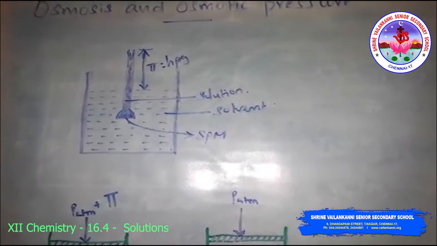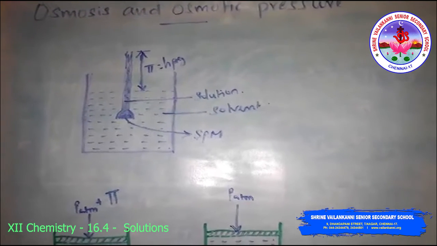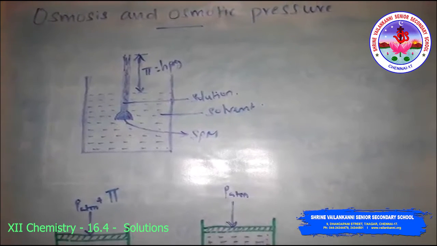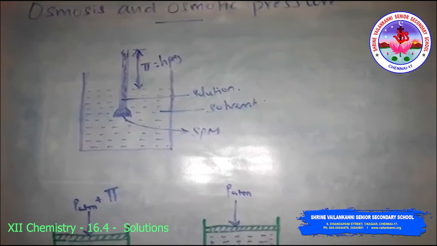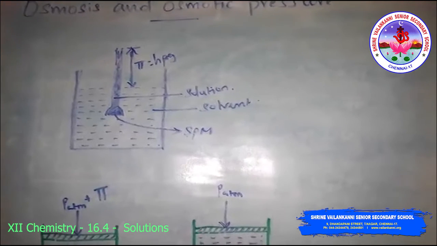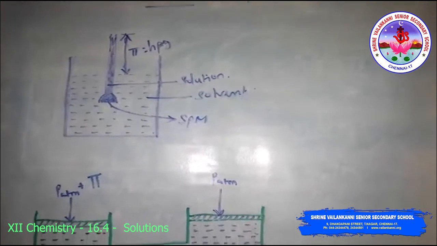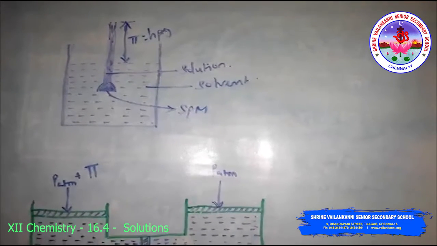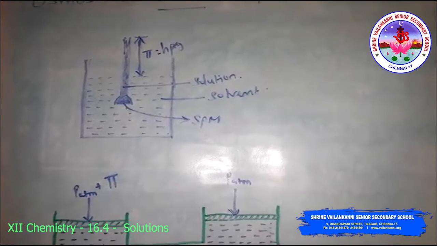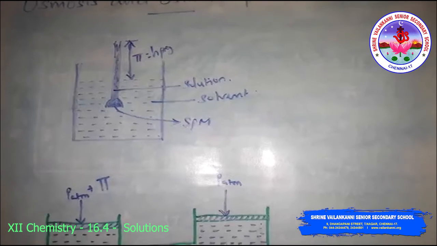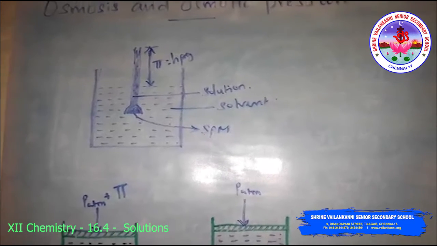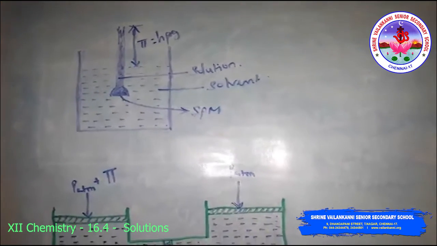The flow of the solvent from its side to the solution side across the semi-permeable membrane can be stopped if some extra pressure is applied on the solution. This pressure that just stops the flow of solvent is called the osmotic pressure of the solution. The flow of solvent from dilute solution to concentrated solution across the semi-permeable membrane is due to osmosis. The important point to keep in mind is that solvent molecules always flow from lower concentration to higher concentration of the solution.